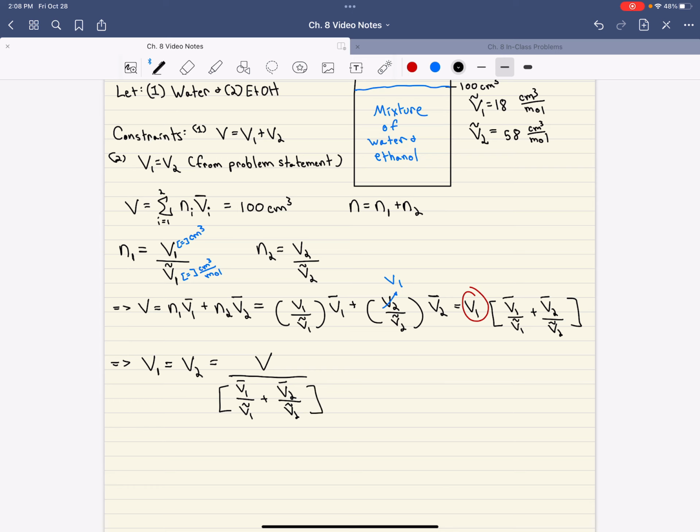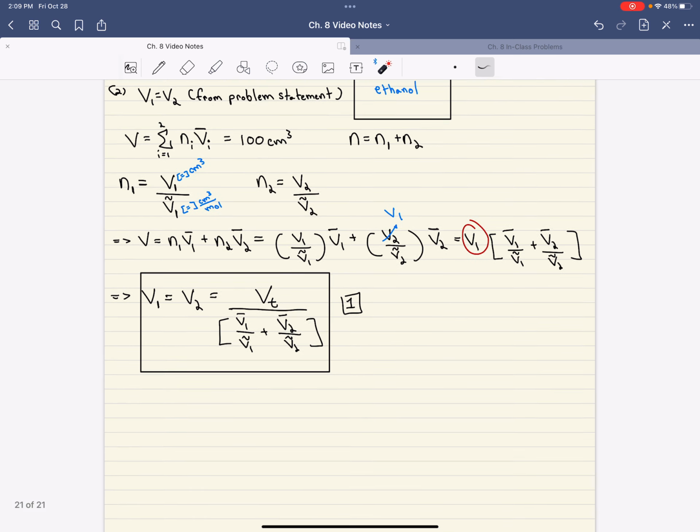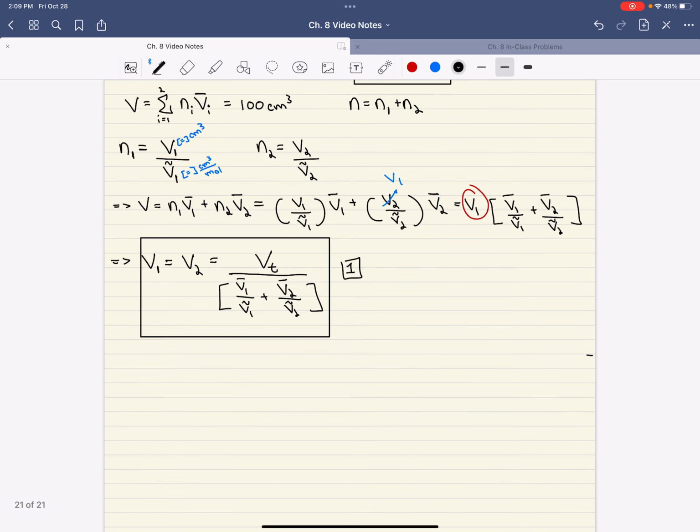Okay? Alright, so now we have our equation, and we could call this VT. We now have our equation that describes how the volumes of the water and the ethanol are related to VT. Okay? Alright, so we have our equation. Right? That's what Part A asked us to do.